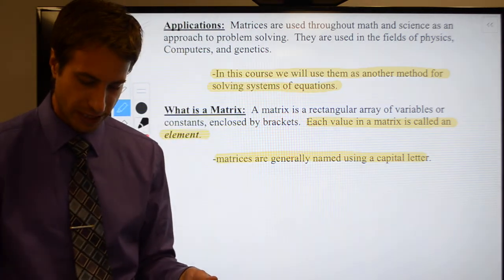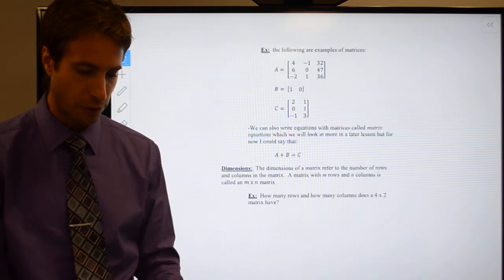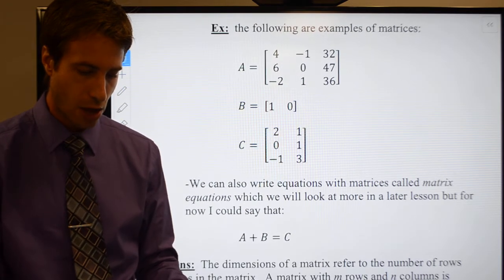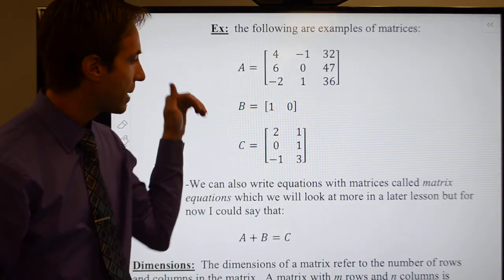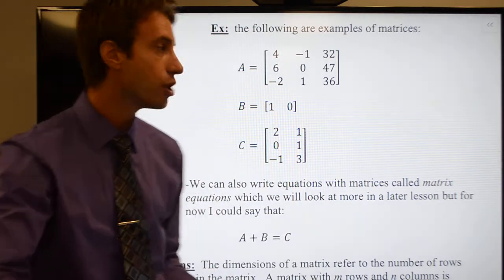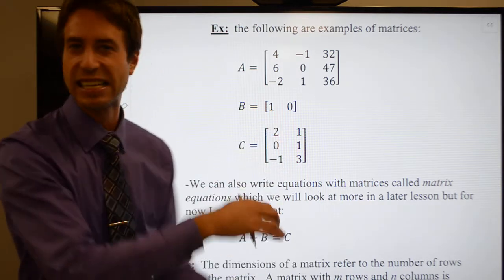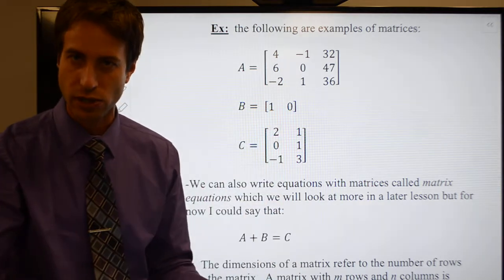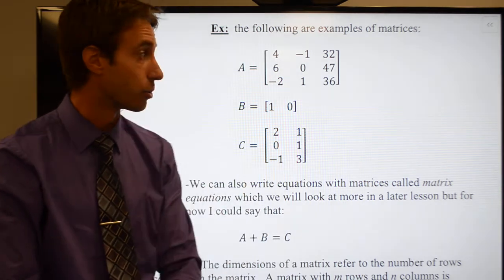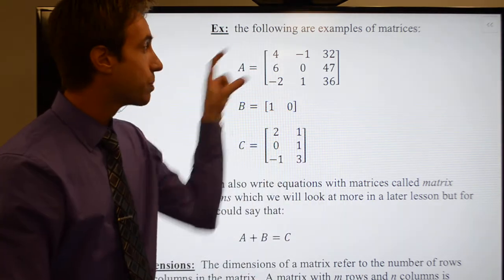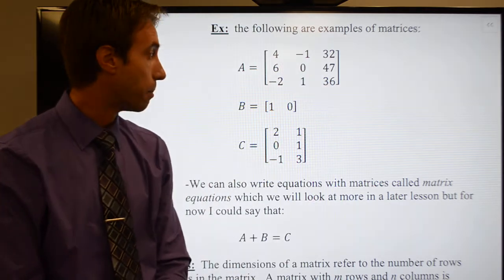So let me show you a couple of examples of some matrices I've got for you here on the very next page. All right, so these would be examples of a couple of matrices, matrix A, B, and C. Please notice that in this case I just used constants, just numbers. We certainly could put variables in there instead, and we will. The variables are coming. And those matrices are enclosed by brackets.